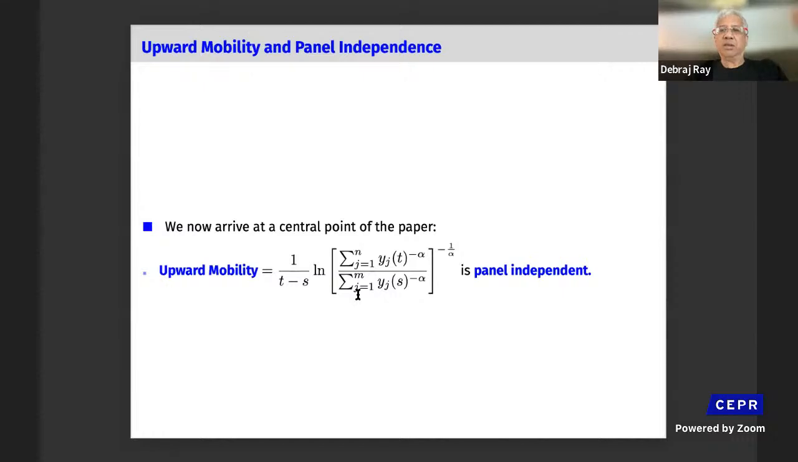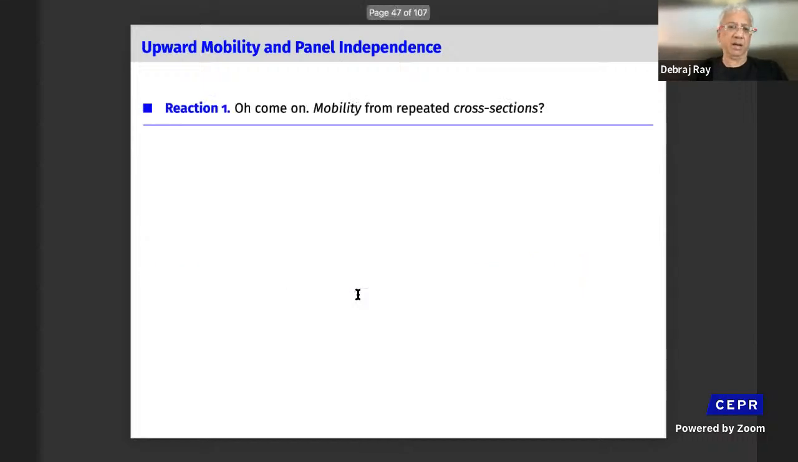So this is the core of this result. Now, we put in some axioms: growth progressivity, additivity, reducibility. Where did the panel dependence go? Okay, so I want to discuss that. Here are possible reactions that you can have. And this is why I said that this may be just a good way of letting me go on for 45 minutes. So the first reaction is, come on, guys. How can I do mobility from repeated cross sections? Makes no sense.